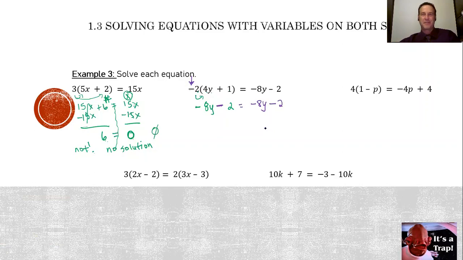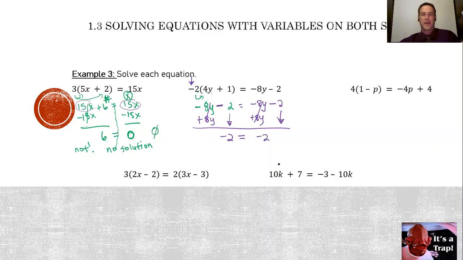Now, you'll notice something kind of funny here. Like the other one, where these 15s matched up, here you got -8s that match up. So I can add 8y to both sides, and something similar happens. Your y's are going to all fall apart and go away, and the thing that will come down is a -2, and the thing that will come down here is also a -2.